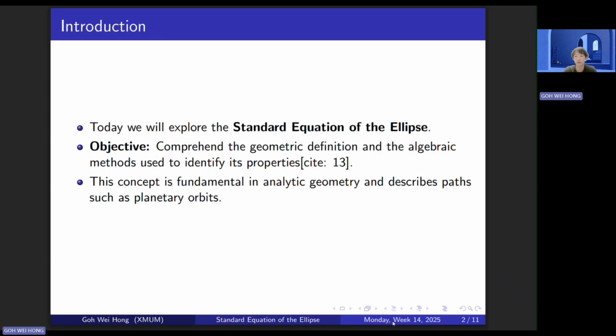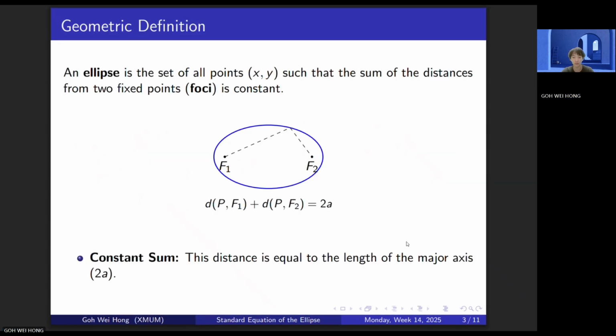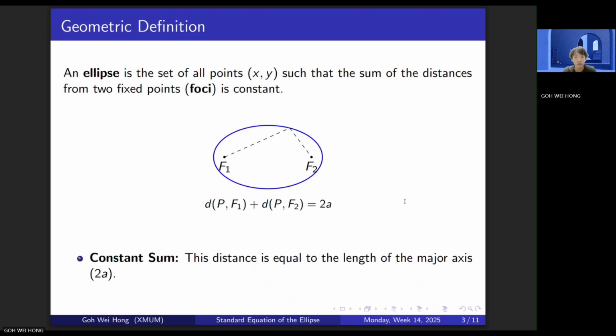Let's go to slide 3. So, what is an ellipse? In geometry, an ellipse is a set of points. For every point on the ellipse, if you add the distances from two fixed points called foci, the total distance is always the same. Look at the diagram on the slide.